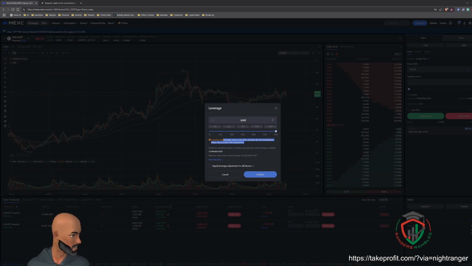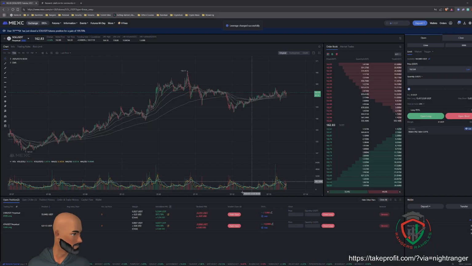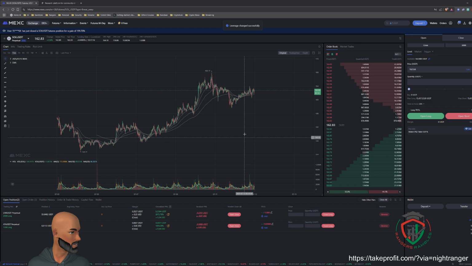Look, this warning, for anyone watching right now, where it says choosing high leverage increases the risk of liquidation. Please ensure proper risk management. Okay, that last line is correct. Make sure you have proper risk management. Okay, but otherwise leverage doesn't actually matter.